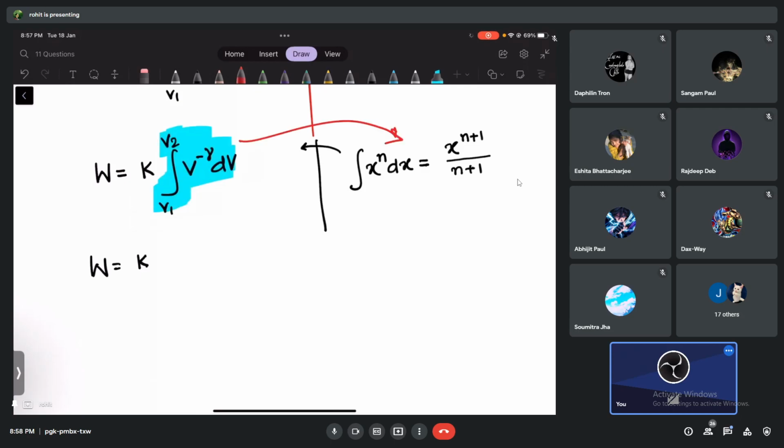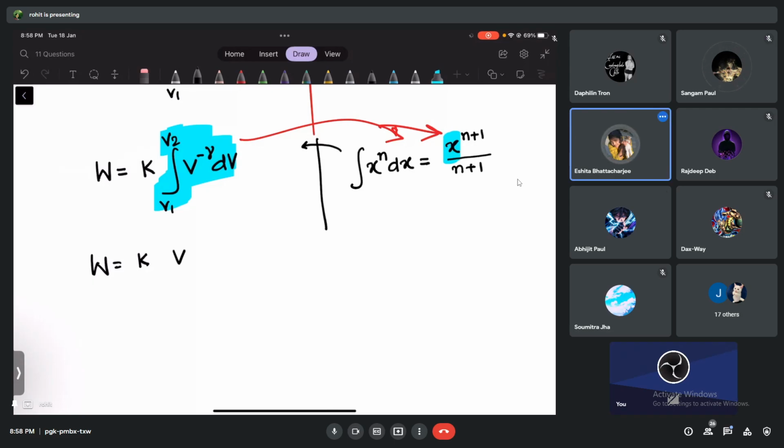Now this one on the right hand side. In place of x, what should I write, guys? Should I write x or should I write V? V. There we have x changing, here we have volume changing. So V to the power minus gamma plus 1. What is the power here, guys? Here the power is n, but here the power is minus gamma. So in place of n, I'm going to write minus gamma. Then I should write plus 1.